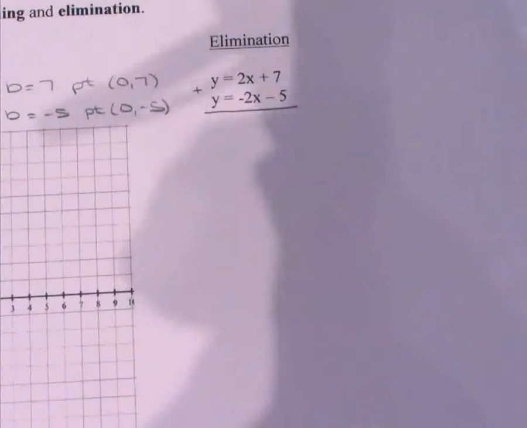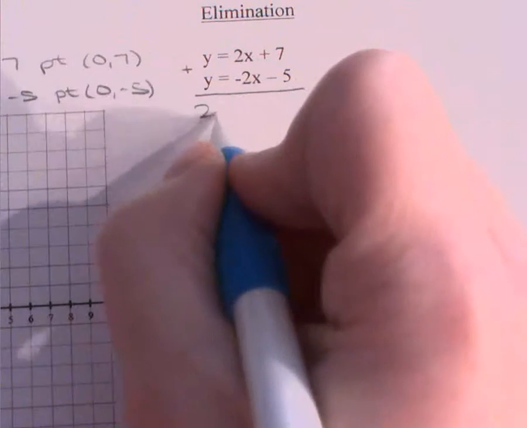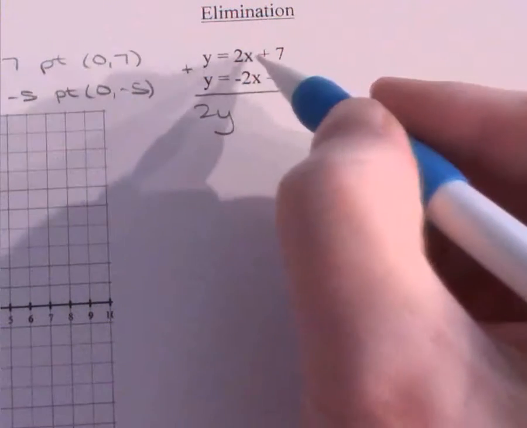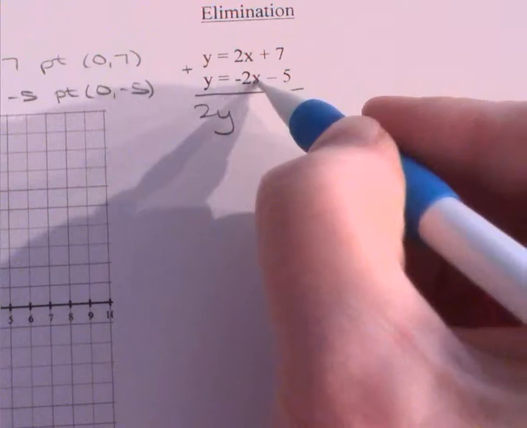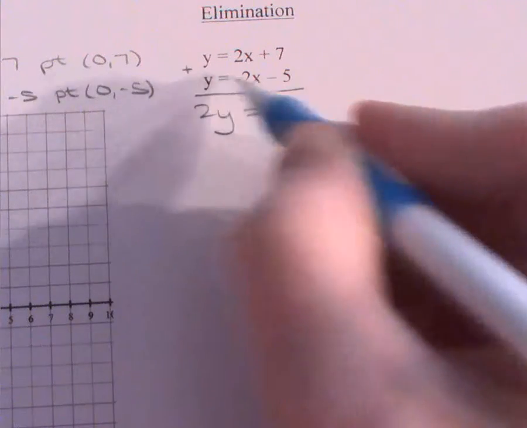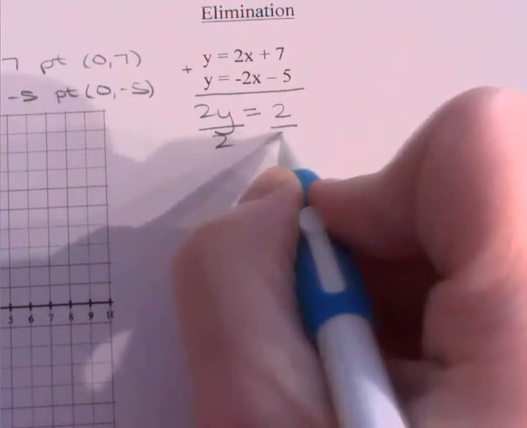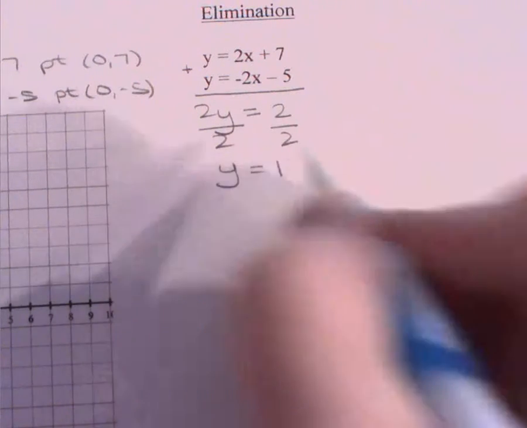So what I'm going to do is I'm then going to do y plus y is 2y. And I have 2x plus minus 2x, which is 0. And I have 7 plus minus 5, which is 2. Divide both sides by 2, and y is equal to 1.